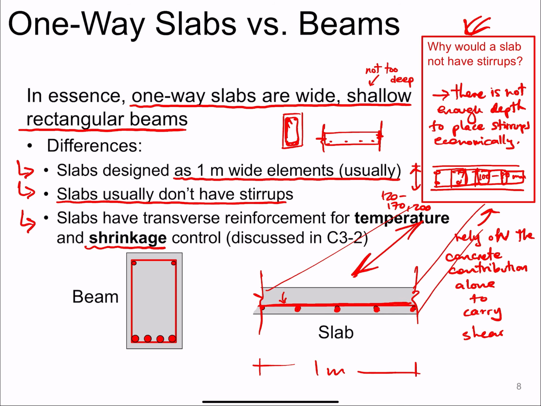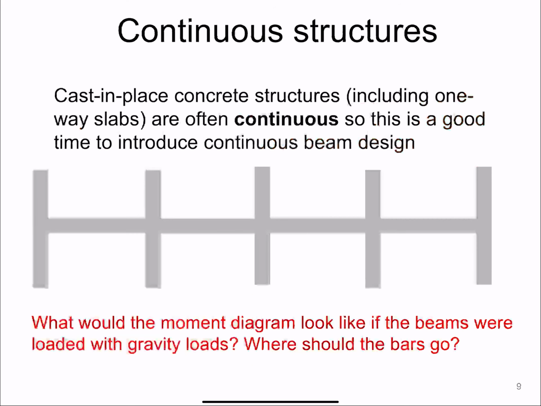In continuous structures, when you pour your slab with your column system and your beam system, you are going to end up with a continuous structure. Your one-way slab is going to be connected to columns and beams. These are cast-in-place concrete structures, in which you put everything at once. So it is a good time to introduce continuous beam design.